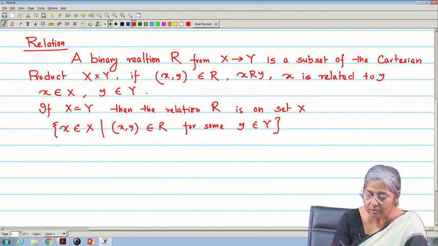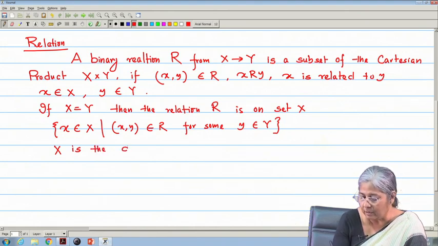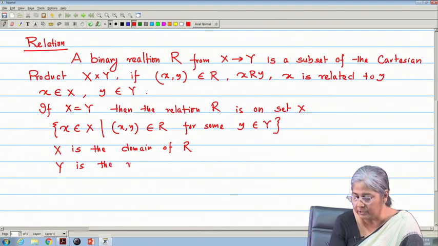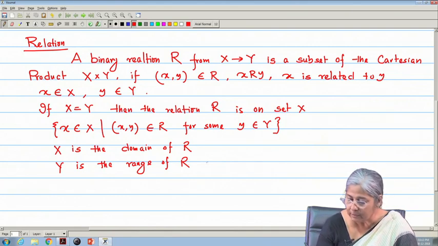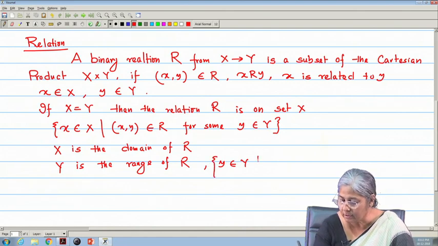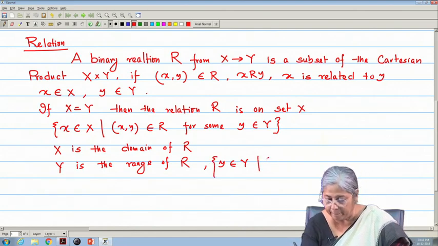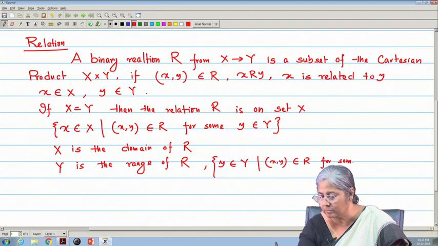And here we call X the domain of R, and Y the range of relation R. Here y belongs to Y such that (x, y) belongs to R for some x belongs to X.